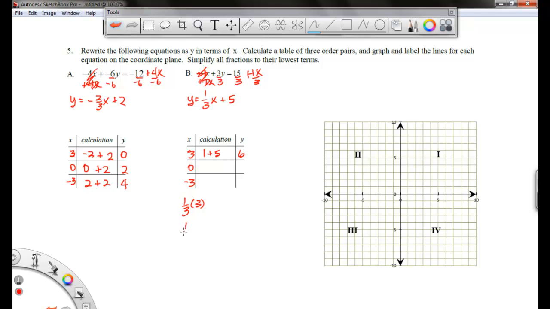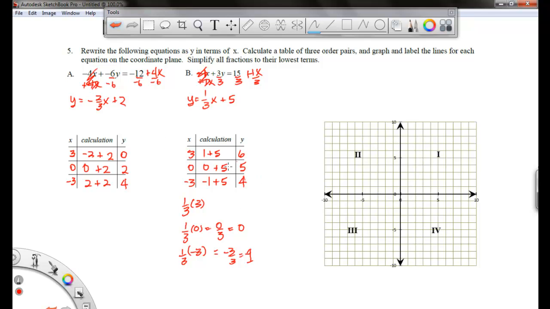Now let's do the next one. I got 1 over 3 times 0. That equals 0 over 3, which equals 0. So 0 plus 5 is 5. And the last one, I use a negative 3. 1 over 3 times a negative 3 equals negative 3 over 3, which equals a negative 1. So a negative 1 plus 5 gives me 4.